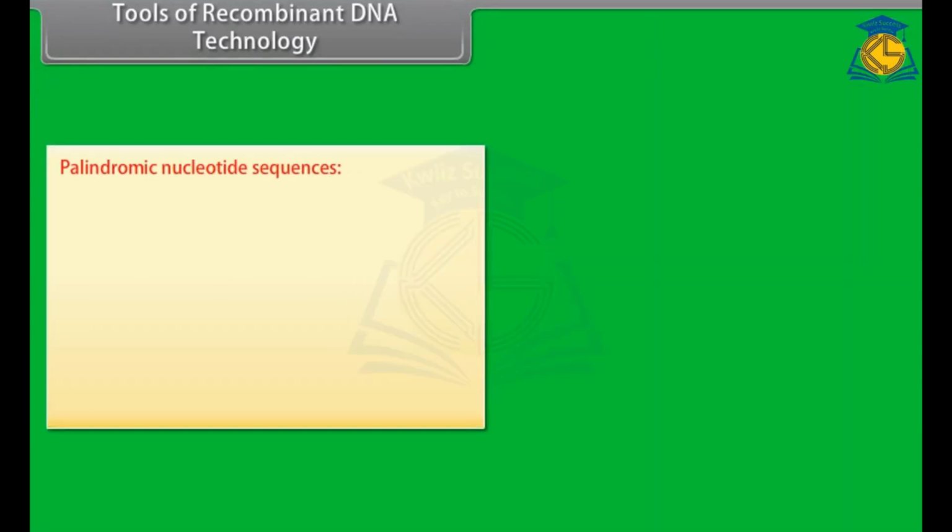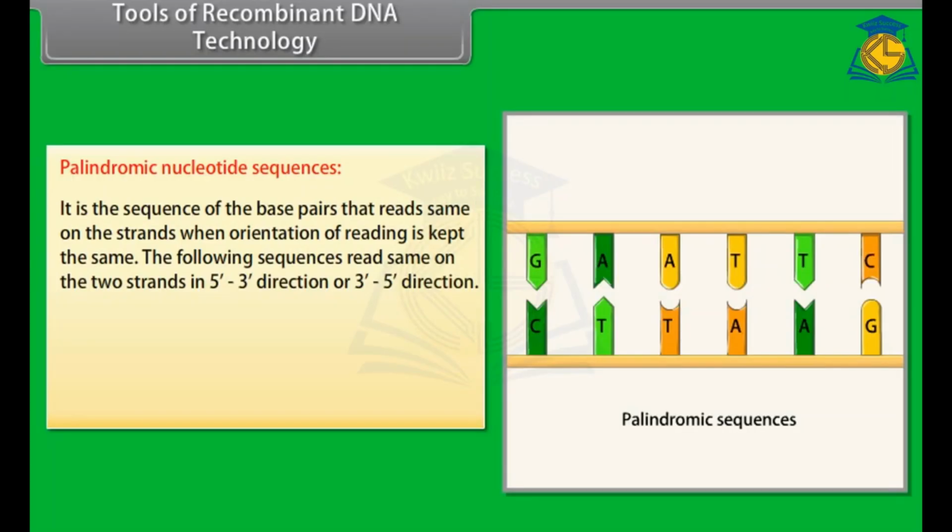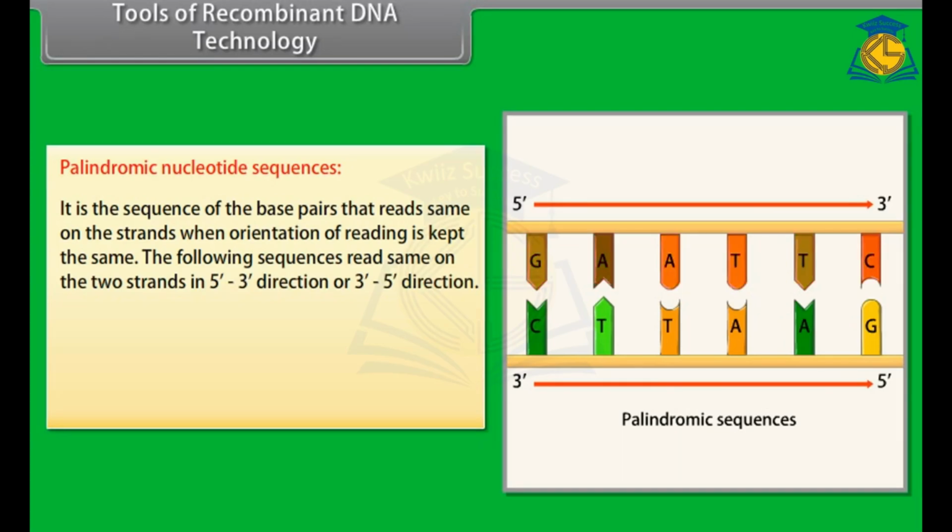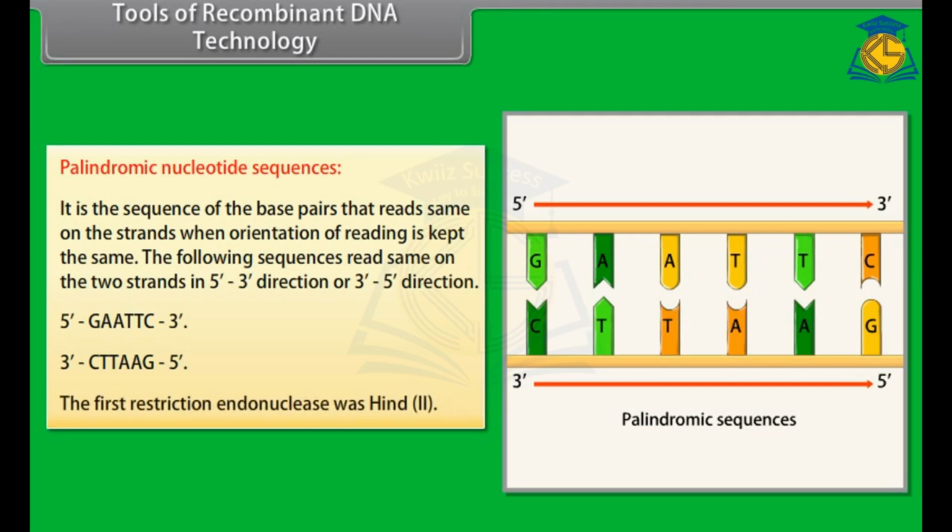Palindromic nucleotide sequences. It is the sequence of the base pairs that read same on the strands when orientation of reading is kept the same. The following sequences read same on the two strands in 5' to 3' direction or 3' to 5' direction. 5' GAATTC 3', 3' CTTAAG 5'. The first restriction endonuclease was Hind2.